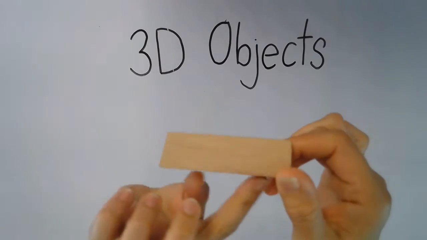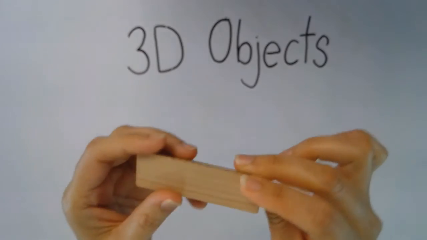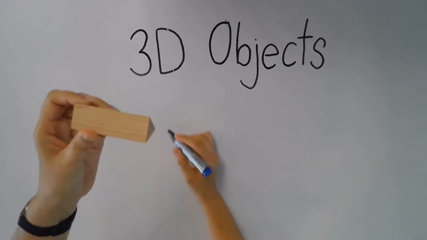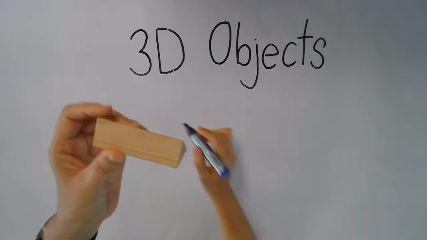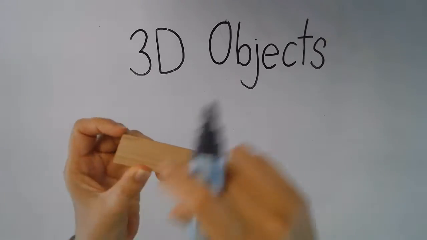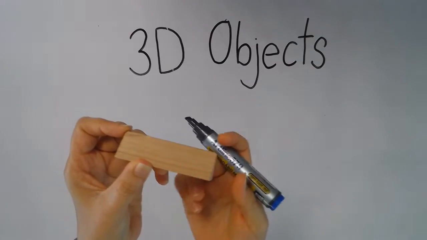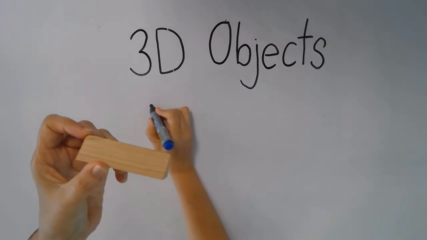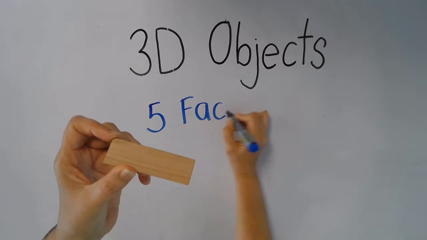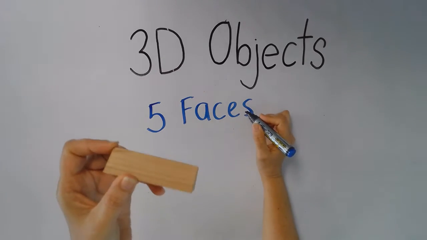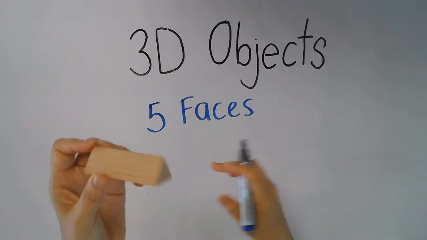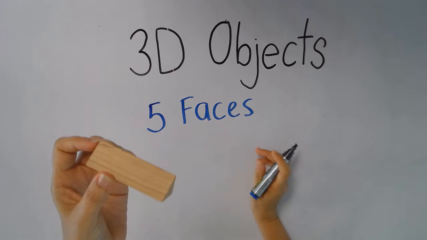So it's got rectangular sides. So if I'm going to count the number of faces, remember the faces are going to be the flat pieces. So it's got one on that side, two, and then three, four underneath, and five on that side. So it has got five faces. They might be different shapes, like this one is a rectangular face and this one is a triangular face, but they're still altogether five faces.